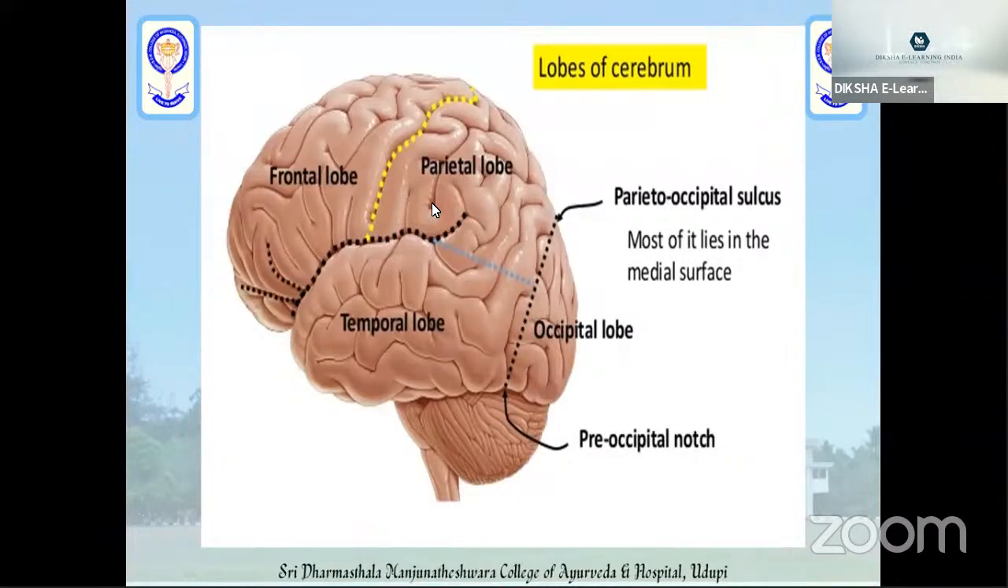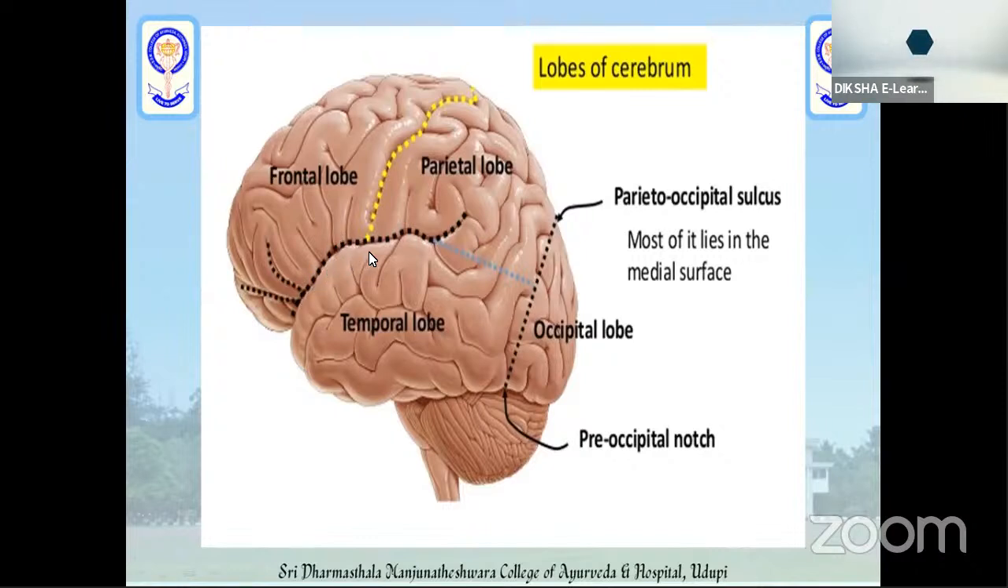Next is the demarcation between the parietal lobe and the temporal lobe. It is done by an imaginary line drawn from the posterior ramus of the lateral sulcus. This is the lateral sulcus, this is the anterior ascending ramus, this is the anterior horizontal ramus, and this is the posterior ramus of the lateral sulcus. The imaginary line drawn from the posterior ramus of the lateral sulcus towards the imaginary line between the parieto-occipital sulcus and the pre-occipital notch separates the parietal lobe from the temporal lobe. The parietal lobe is located above the imaginary line, and the temporal lobe below the lateral sulcus and the imaginary line.